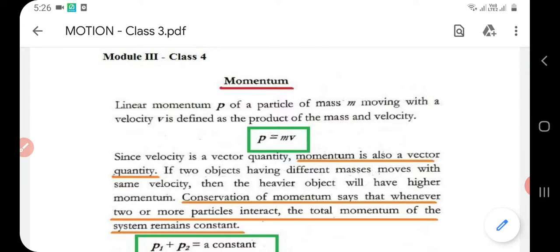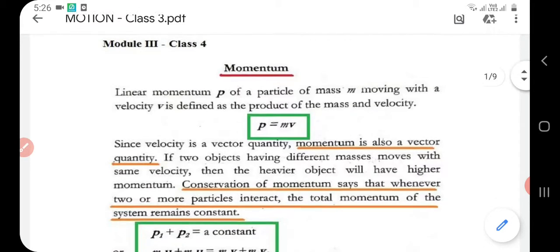Now, this is class 4 of your module 3 motion. So, today we learn about momentum. The linear momentum, represented by a small letter p, of a particle is defined as the product of mass m and velocity v of the particle. So, p is equal to mv.